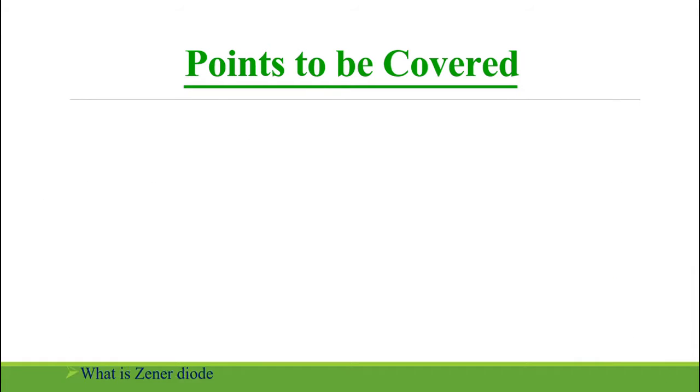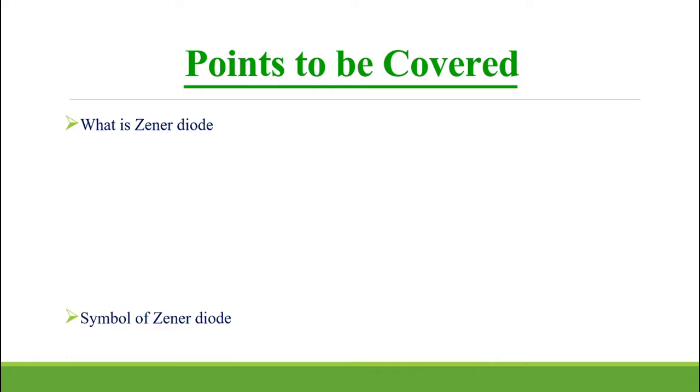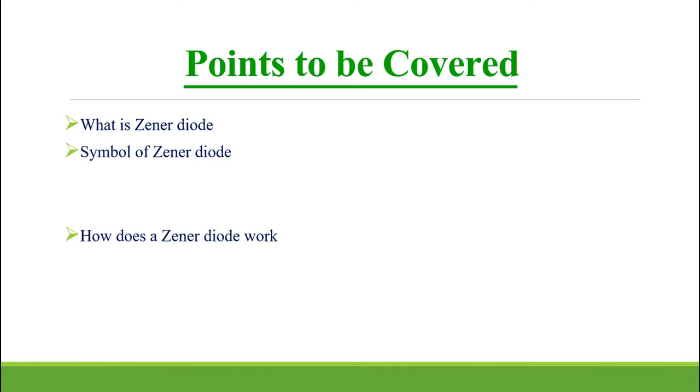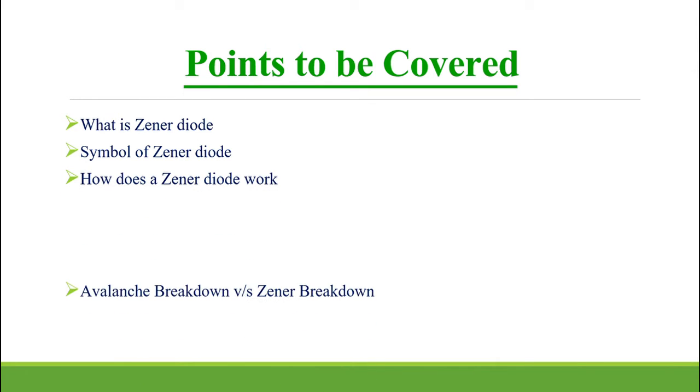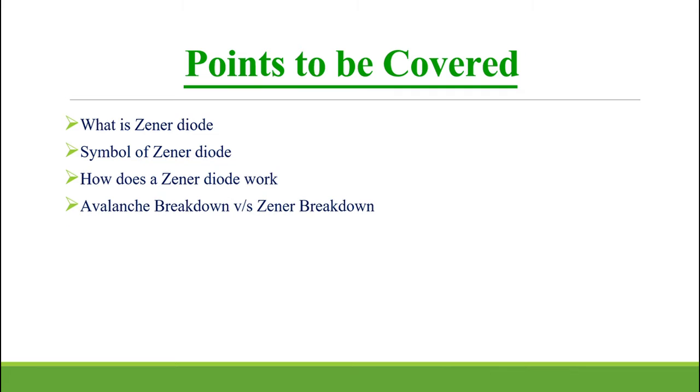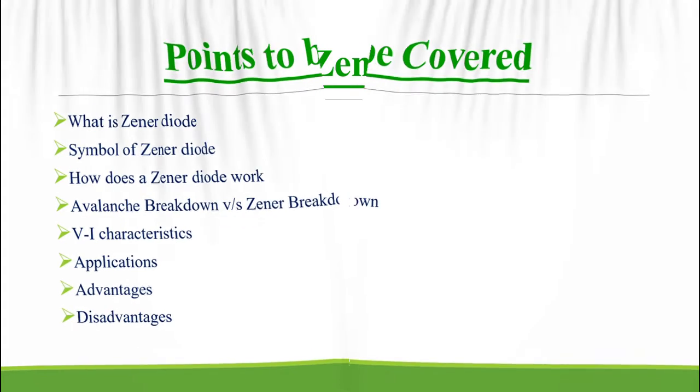Points to be covered in this video. What is Zener diode? Symbol of Zener diode. How does this Zener diode work? Avalanche versus Zener breakdown. VI characteristic. Applications. Advantages. Disadvantages.